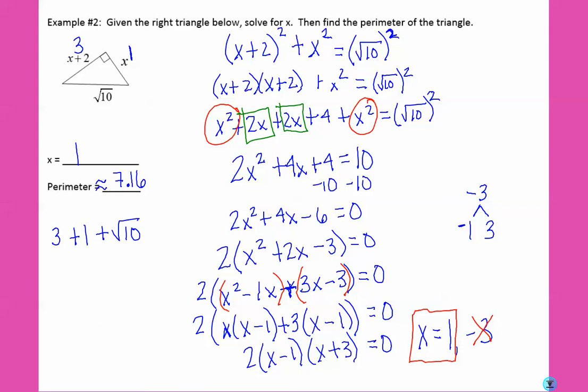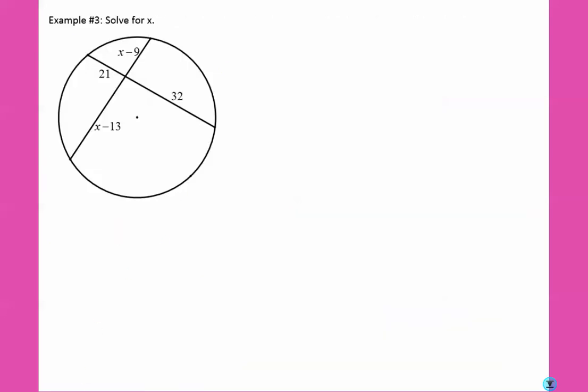Let's look at some problems involving circles. If you recall, we multiply the pieces of the segments together, and that'll equal the product of the other pieces. So I'm going to multiply x minus 9 times x minus 13, and that should equal 21 times 32.